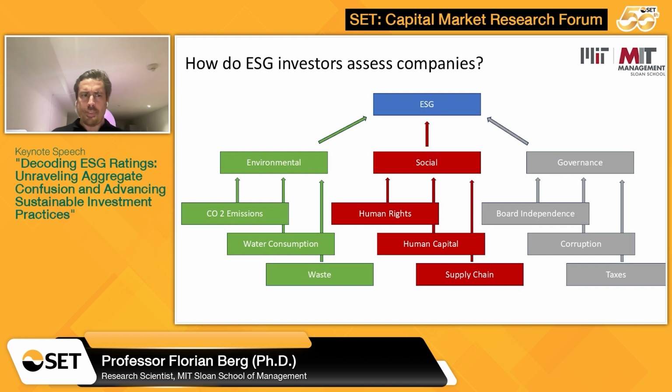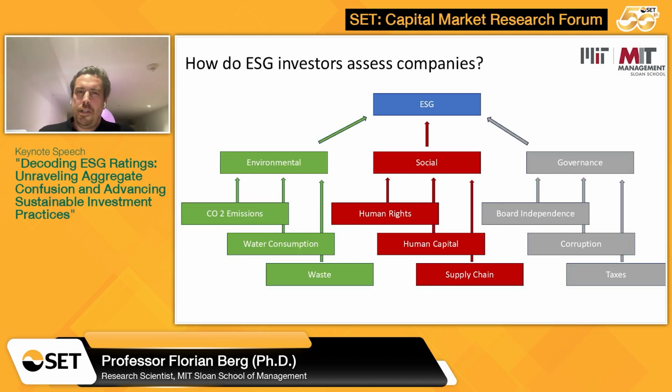Across the board, I only know one ESG rater that works a little bit differently. But what most of the ESG raters do is take a weighted average of those topics, of the E topics, to create an environmental rating. They do the same for the social and the same for the governance rating. Then they take a weighted average to calculate the overall ESG score. So this is the aggregation that confused us so much that I was talking about.